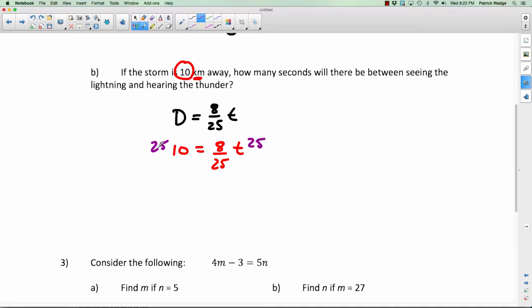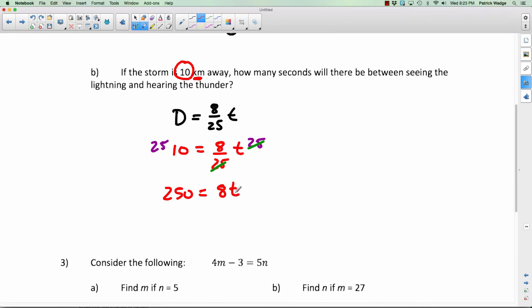Now, when we do that over here, you have 25 times 10. 25 times 10 is 250. Equals. Remember, if you do this step right, you should have no fraction anymore. Will that happen? Absolutely. Because this 25 and this 25 cancel out. So all you're left with on this side is 8t. Okay, you only have one last step.